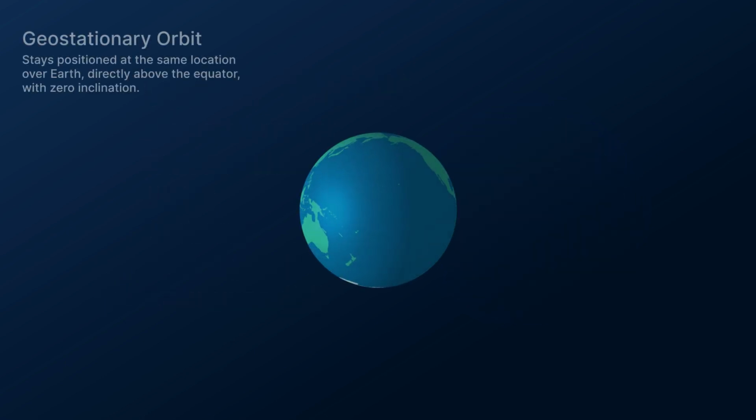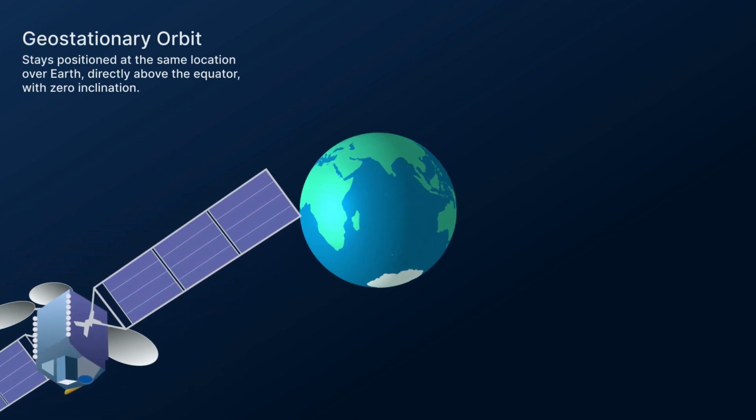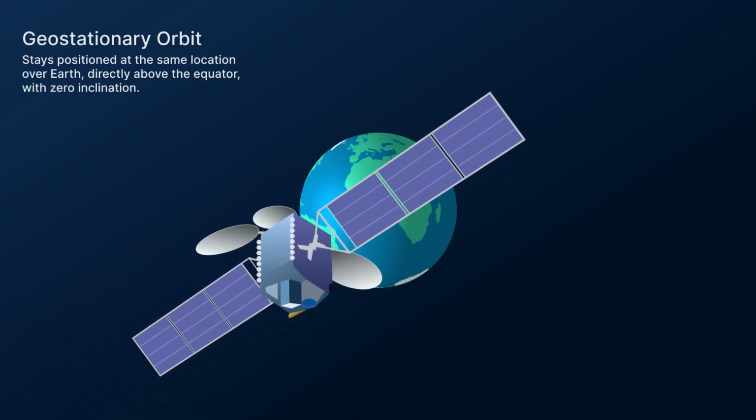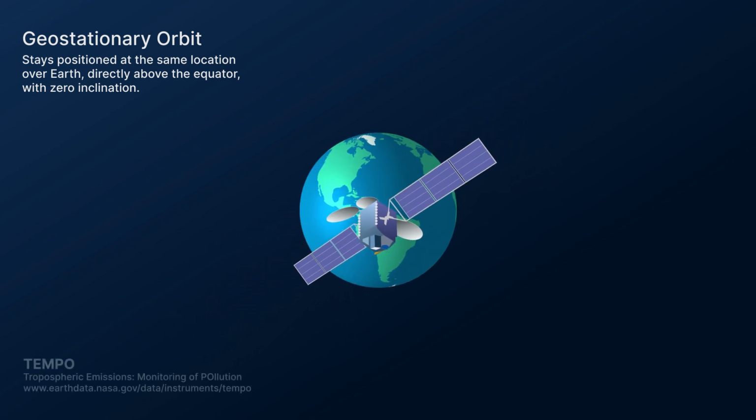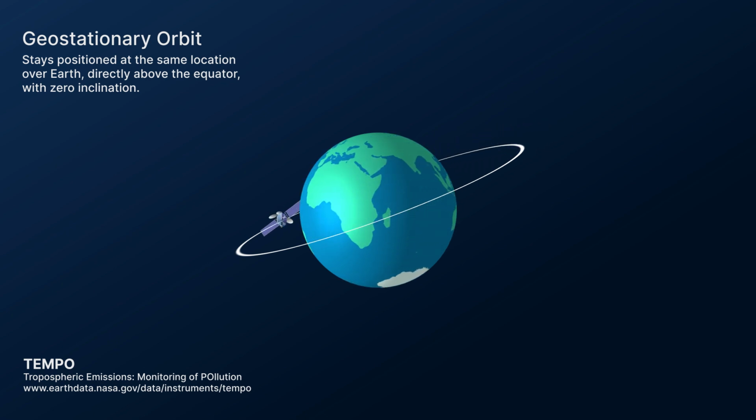A platform in geostationary orbit stays positioned at the same location over Earth, directly above the equator, with 0 inclination. Check out the Tropospheric Emissions Monitoring Pollution, or TEMPO instrument. TEMPO is a grating spectrometer that is sensitive to visible and ultraviolet wavelengths of light.